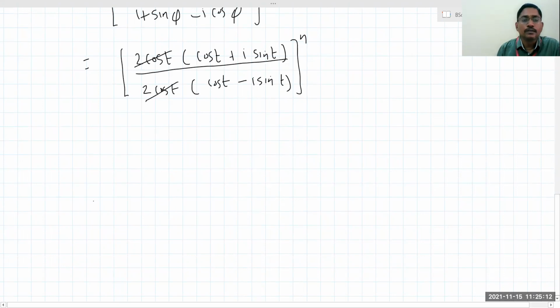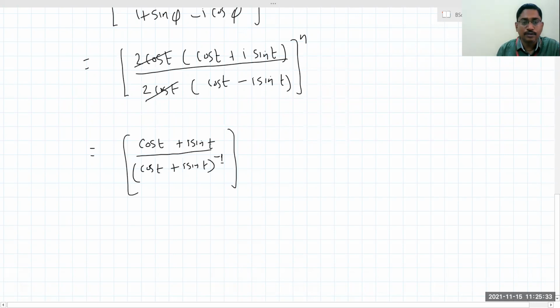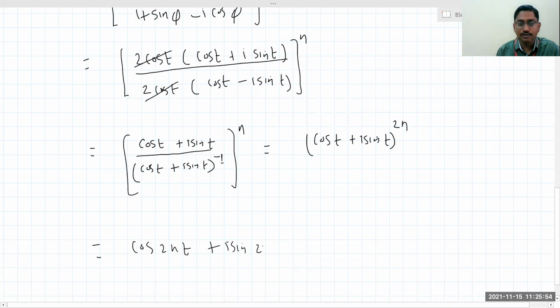Now I can write this as cos t plus I sin t upon cos t plus I sin t. This is going to be raised to minus 1 and the whole thing raised to n. So it is cos of t plus I sin t squared, because the numerator minus 1 goes plus, and raised to n it is 2n. In this way, here we apply De Moivre's theorem. It is cos of 2nt plus I sin 2nt.